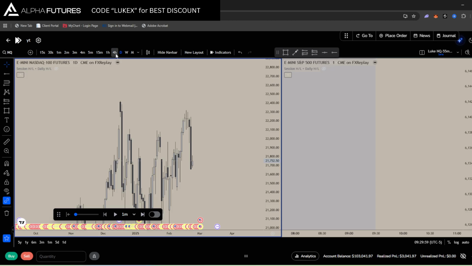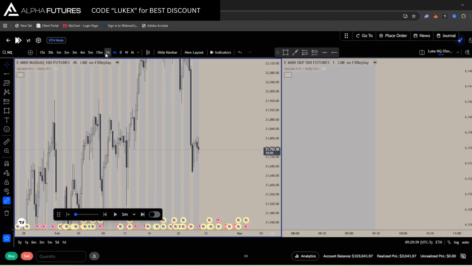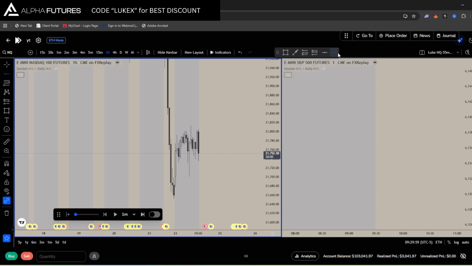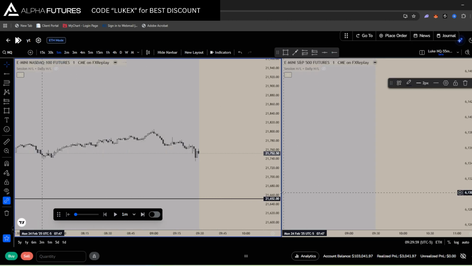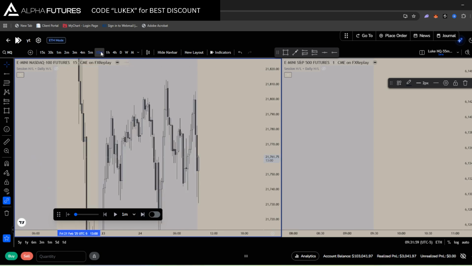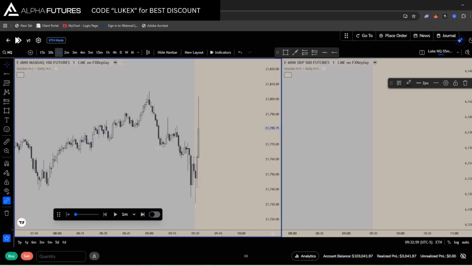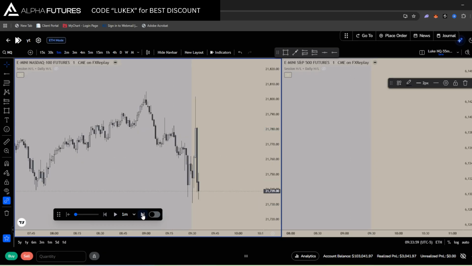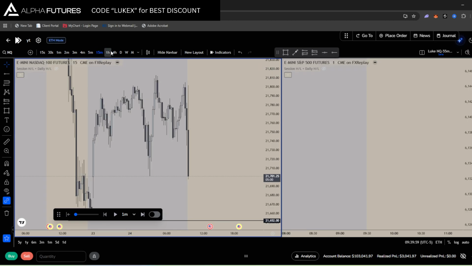Daily sold off aggressively. 4 hour delivering out of this 4 hour gap. 1 hour looks horrible. This is terrible price action. Holy. This is crazy. I don't even know. I don't even remember this month really, like, at all.